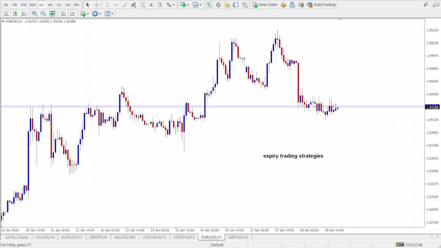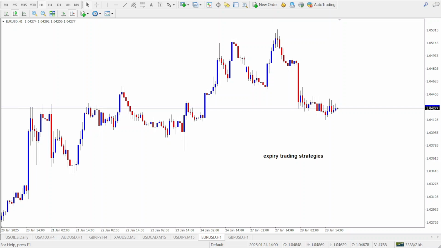Now, this volatility can actually create big opportunities, but only if you know how to recognize them. And that's where the right expiry trading strategies come into play. With the right knowledge and tools, you can position yourself to catch those moves and make more calculated trades. So now let's quickly talk about key expiry trading strategies you should try for maximum precision.